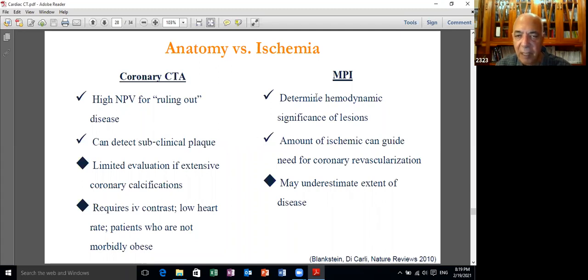On the other hand, a functional test like myocardial perfusion imaging is able to determine the hemodynamic significance of significant lesions, and is able to identify the presence of ischemia. Remember, we are always driven by ischemia, although it doesn't have a good correlation with the outcome. But it might underestimate the extent of disease because you will not see the subobstructive plaques. And we now know that the subobstructive plaques, particularly if they are numerous, are not a benign encounter.